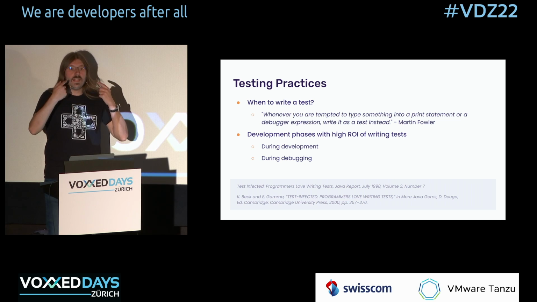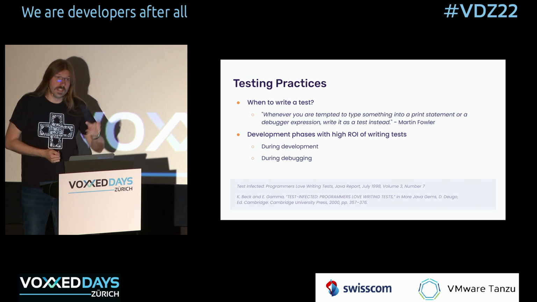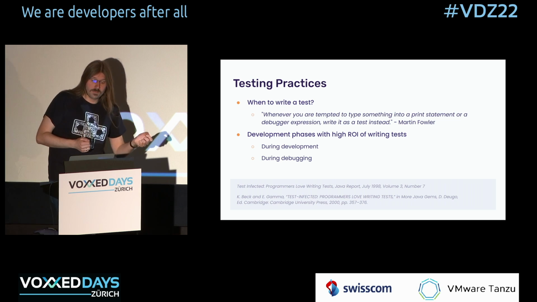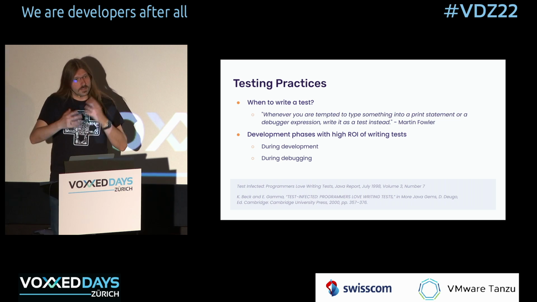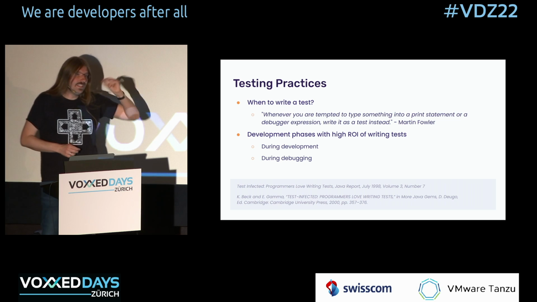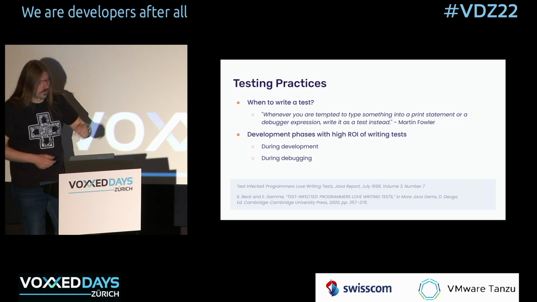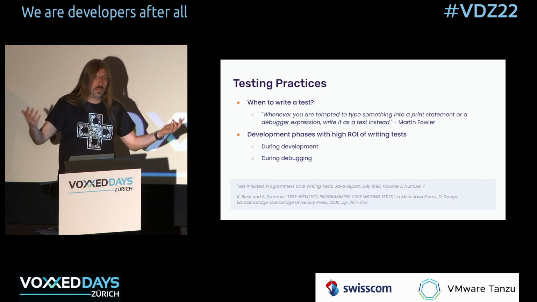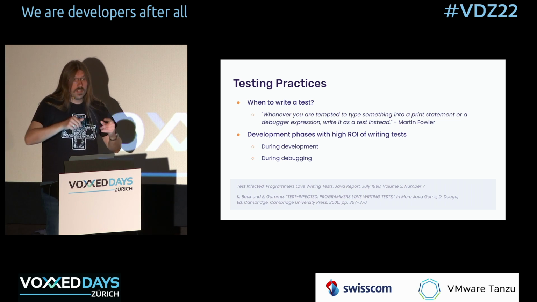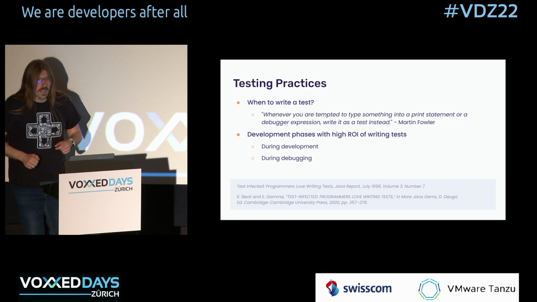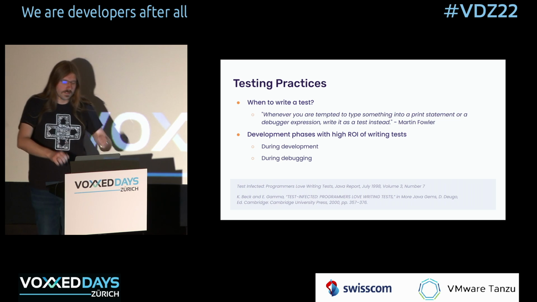And yeah, to get this benefit, there is a nice quote from Martin Fowler that tells when is a good time to write a test. Whenever you are tempted to type something into a print statement or a debugger expression, write it as a test instead. Yes, so that's a good example. And then this leads to two phases during development that have a very high return on investment for writing tests, and that is during the actual development, doing something like TDD or very similar, at least writing the test while you write the code. It doesn't have to be strictly TDD. And then also, if you are debugging, try to write a test for the bug first and then fix against the test.